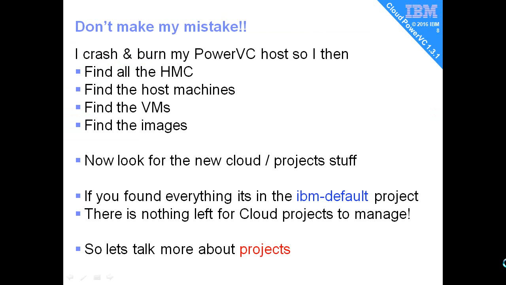A few other comments before we carry on. I tend to crash and burn my PowerVC host because I use beta versions and I can't then upgrade to the official versions. So I tend to go around looking for all my HMCs, picking up all the host machines connected to them, finding my virtual machines, the ones that I created with PowerVC earlier on, pull those into PowerVC, and then look through the disks to find the images so that I can create new virtual machines.